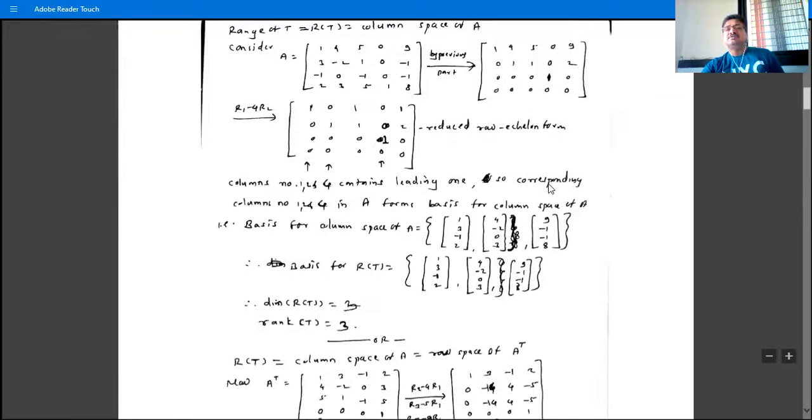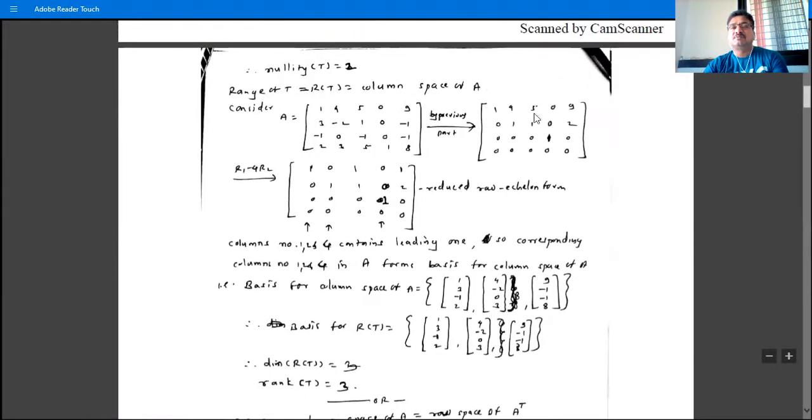Now, we have to reduce this matrix to reduced row echelon form in order to find the basis for the column space of A. And how can we reduce the matrix to reduced row echelon form? In the columns that contain a leading one, we have to reduce the remaining elements of that column to 0.